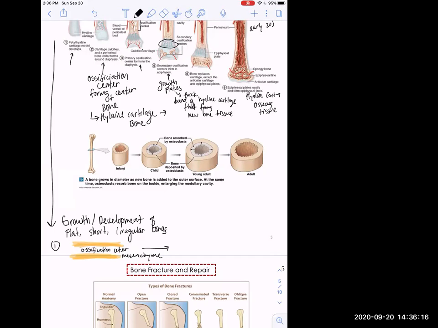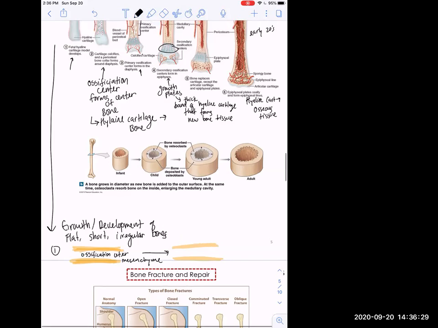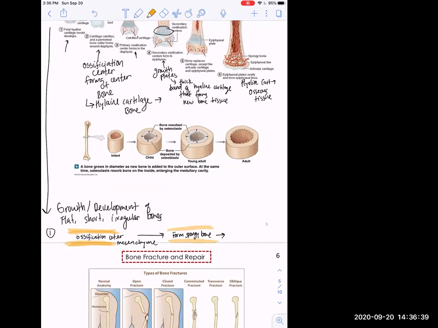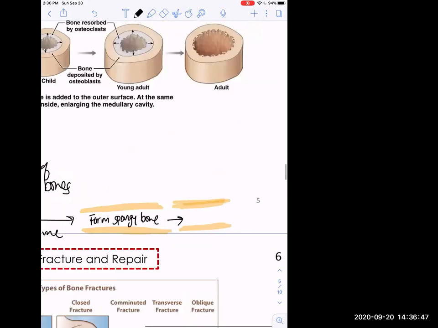Over time, your bone's going to continue to develop between these two layers. This mesenchyme, remember, is a stem cell connective tissue. You're going to form spongy bone here first, and then you're going to continue to form your bones. I should have made that arrow a little shorter. You're going to have spongy bone here. That's going to be your spongy bone.